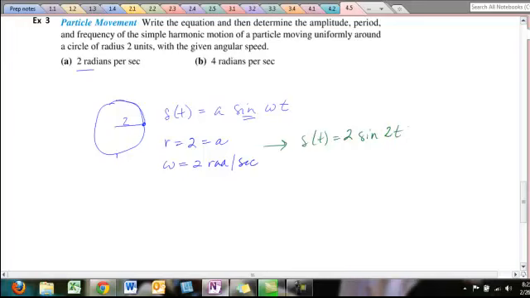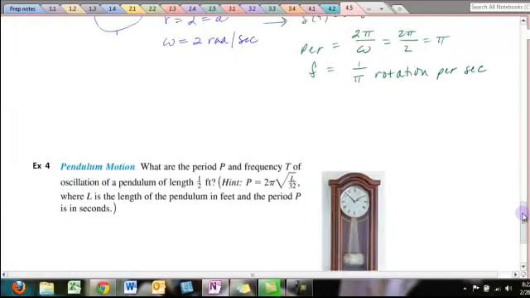We know what the amplitude is. And now what about the period? The period is 2π over ω, which is 2π over 2, so the period would be π. And then the frequency, remember, is the reciprocal of the period, so it would be 1 over π rotations per second. Alright, so there's an example of a particle movement around a circle.